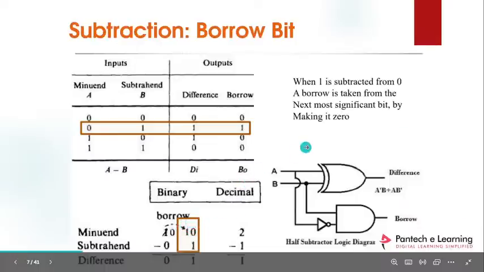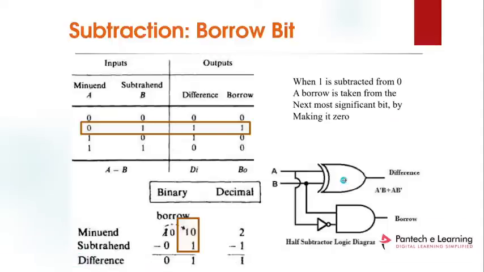The logic circuit of the subtractor looks like this. It contains one XOR gate, one NOT gate, and one AND gate. By combining these gates, we can build the subtractor circuit.